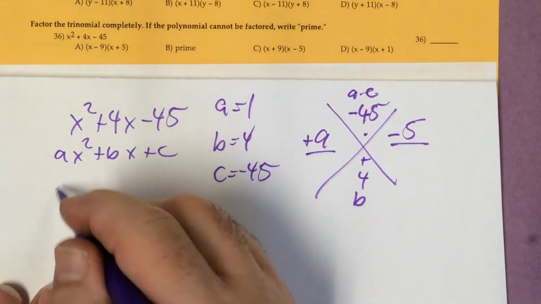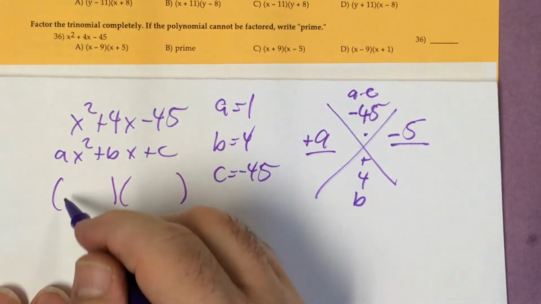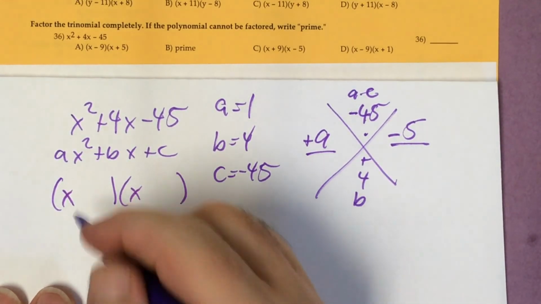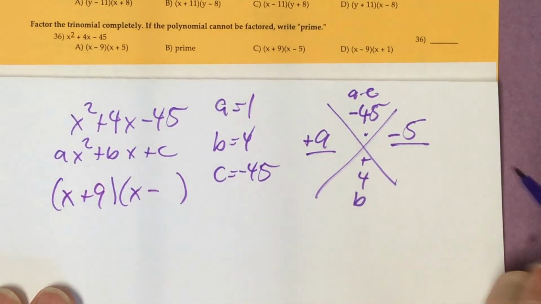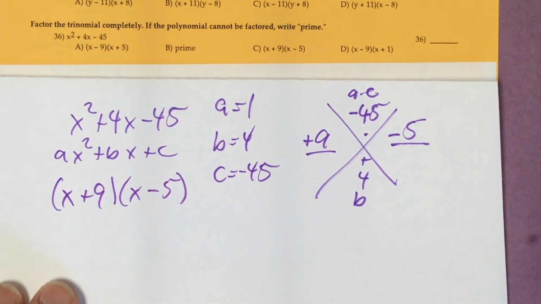So how we're going to do this is we're going to break this down, and we can put x and x here, and then we just put the numbers in, plus 9 minus 5. And that is now a factor.